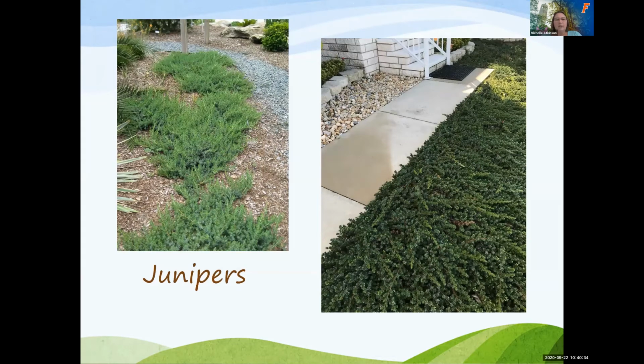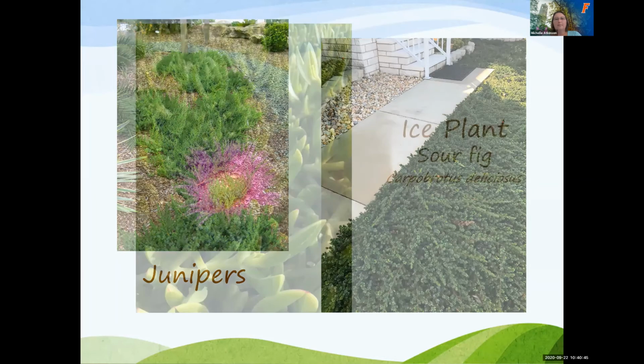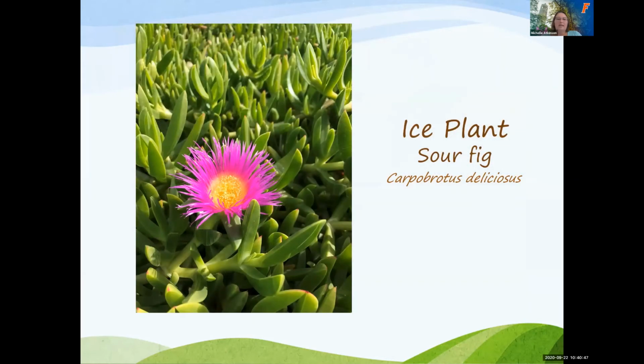Juniper is a good woody type plant that is a very good drought tolerant plant just because of its hardiness. Good woody plant. Ice plant is another one of those type of succulents, very pretty, with a beautiful flower on it.